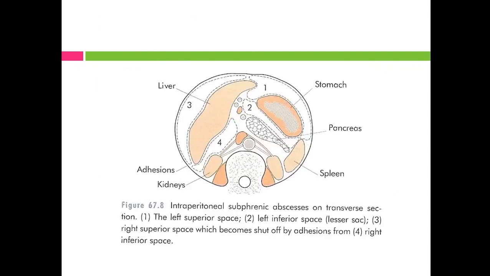So you see a coronal section, the cross section. So you see a left superior space, that is anterior to the stomach. You see a left inferior space that is posterior to the stomach, that is the lesser sac. You see a right superior space which becomes shut off by adhesions, and a right inferior space. So you have spaces 1, 2, 3, 4.